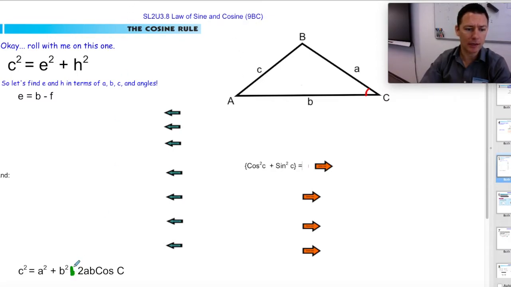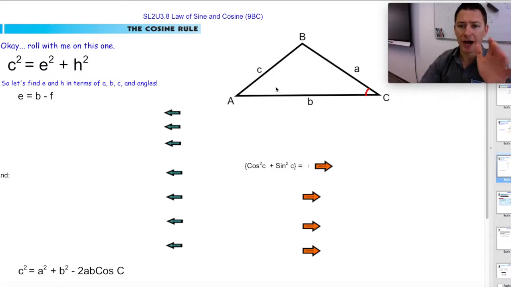It looks a lot like the Pythagorean theorem, right? There's c squared equals a squared plus b squared, and then we also have this piece tacked on to the end. Where does that piece come from? It comes from this derivation, which I think is interesting enough to spend time showing you. But you've got to roll with me a little bit on this.